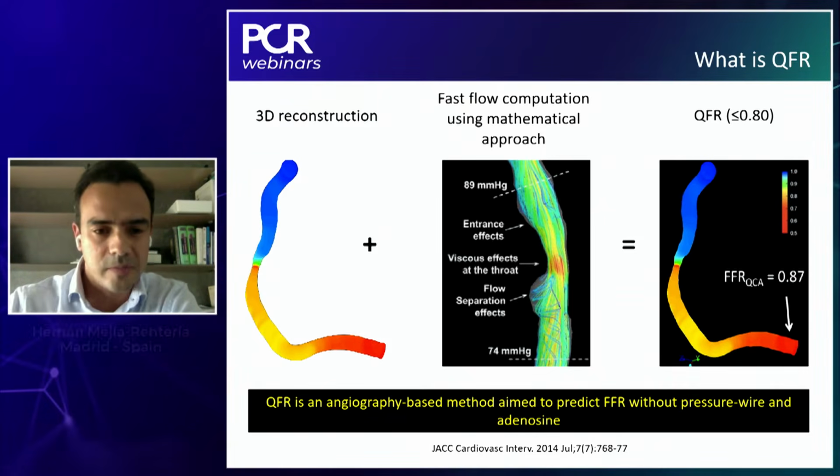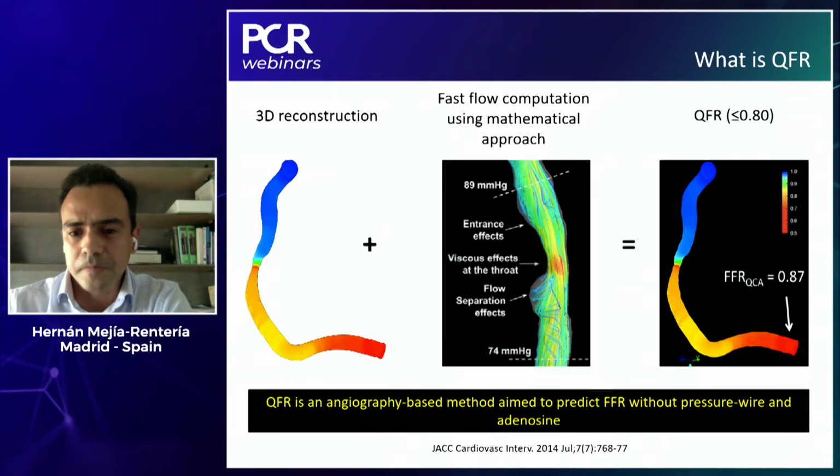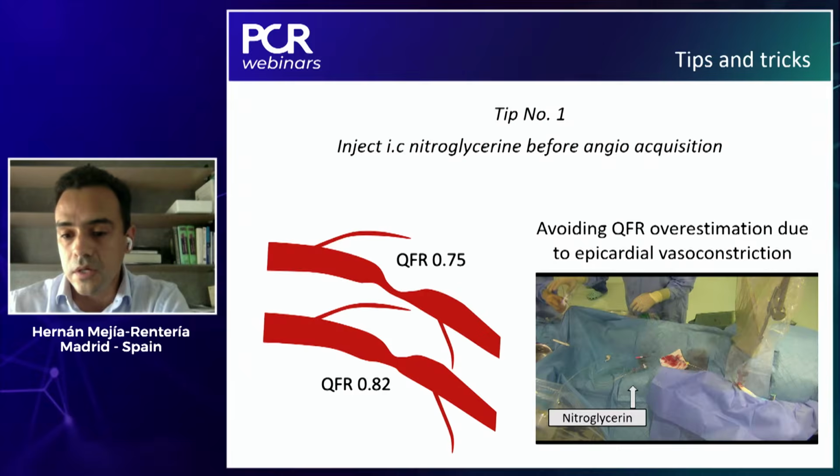It is my pleasure to be here with all of you. First, it is important to remember what QFR is. As you know, QFR is an angiography-based technique that was developed to predict invasive FFR. For doing that, we first obtain a three-dimensional reconstruction of the target vessel using dedicated software, over which a mathematical approach is applied for a fast computation of coronary flow through the lesion, finally obtaining an estimation of what the FFR will be. At the end, QFR is based on angiography, and therefore we need to keep in mind that its accuracy will depend on optimal image quality.